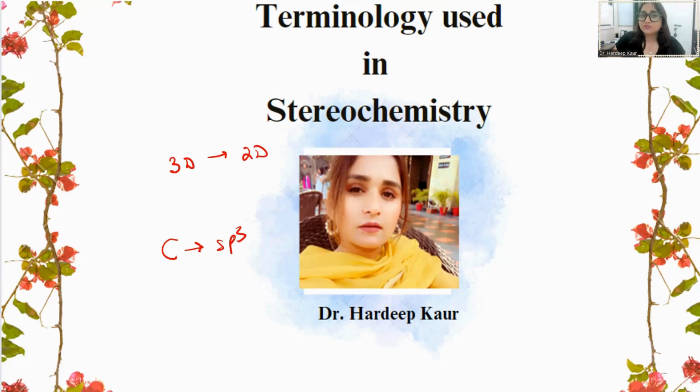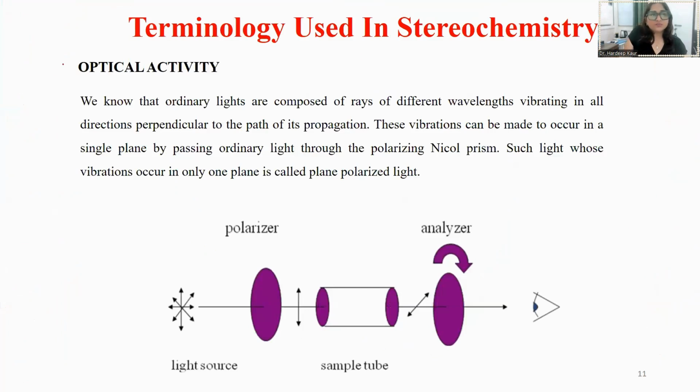But we have used some terms like enantiomers, chirality, optical activity, and many more. So in this particular video, we will talk about the terminologies which are being used in stereochemistry. So let's start with that. So the first term that we are using is optical activity.